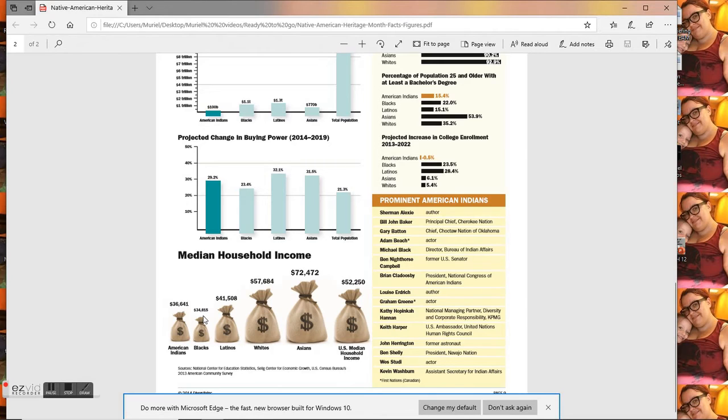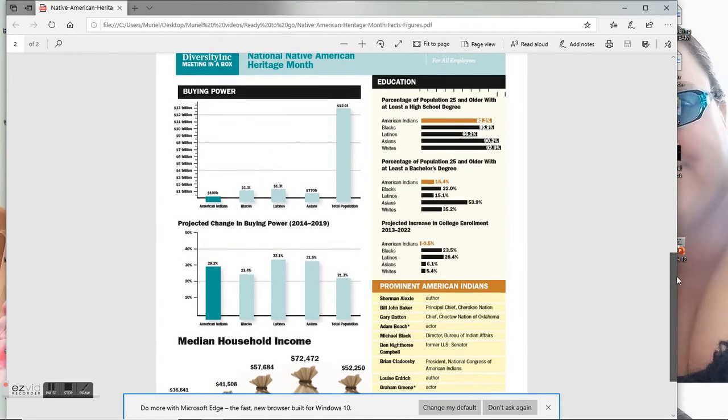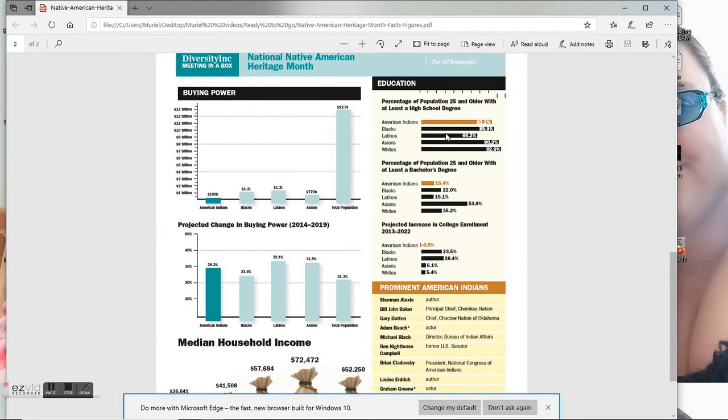So we got the median household income for American Indians was 36,641. For Blacks, it was 34,815. Latinos was 41,508. Whites was 57,684. Asians was 72,472. The median household income overall was 52,250.